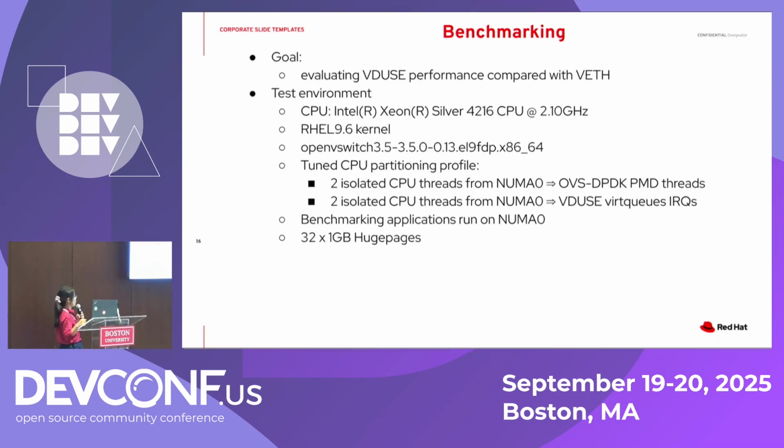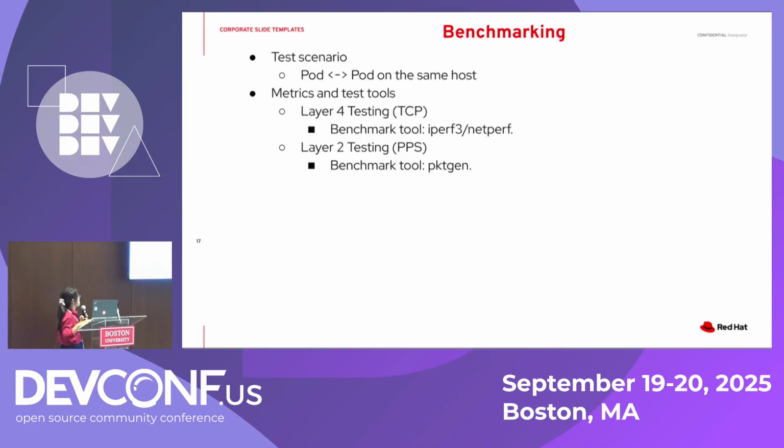For example, the isolated CPU cores in the same NUMA node are given to the OVS-DPDK PMD threads and VDUSE RQs, and the benchmark tools also run on the same NUMA node. The test scenario is 2 ports on the same host, and we cover both layer 4 TCP tests and layer 2 PPS tests.